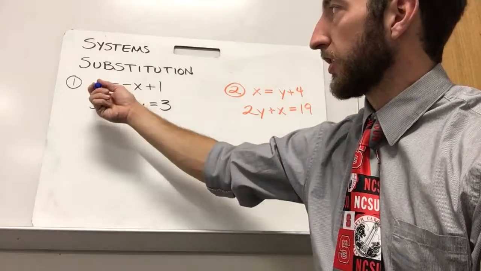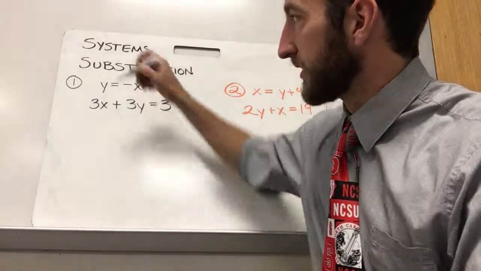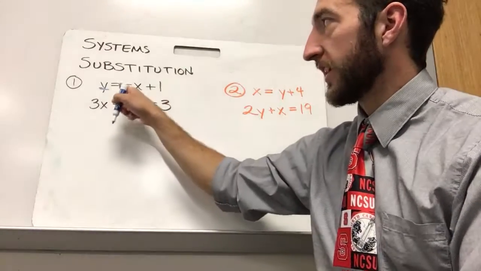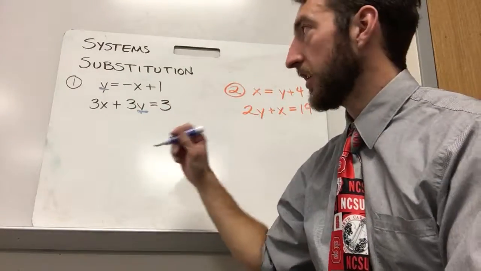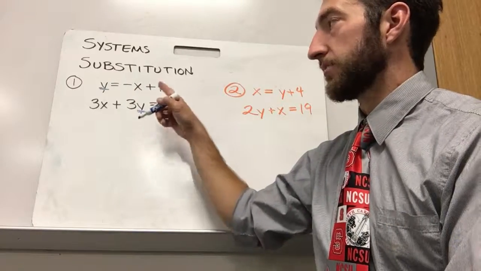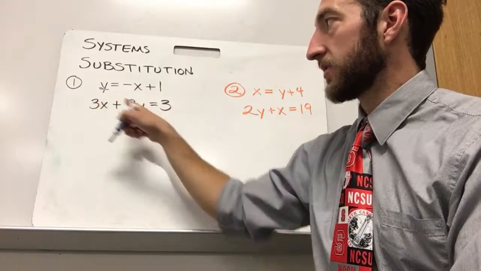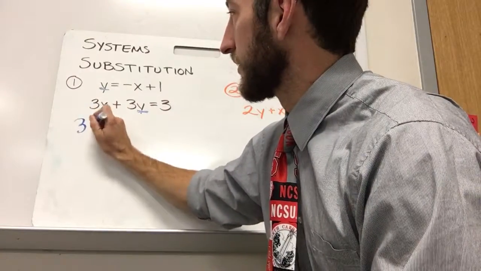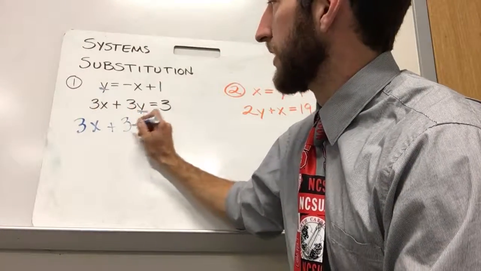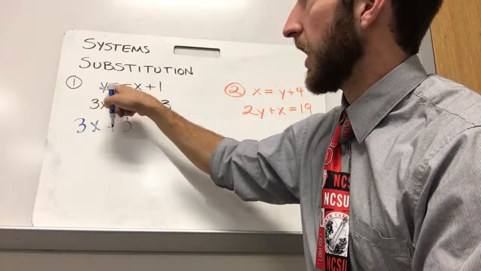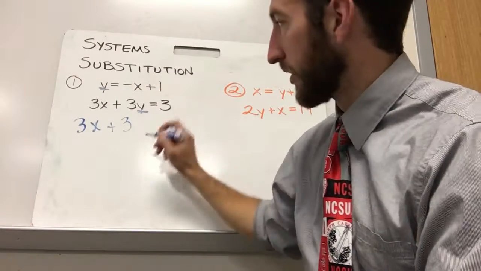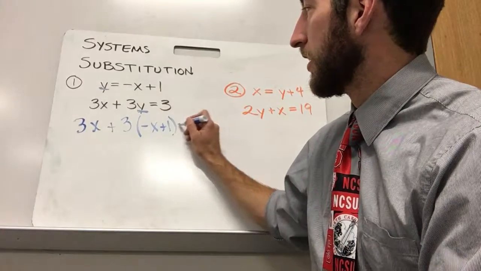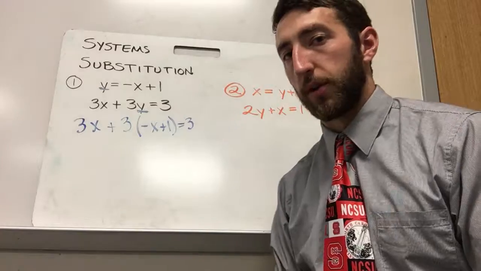But for substitution, I'm going to take my y. This means y is the same here as it is right here. Whenever you see that equal sign, I can replace the y with negative x plus 1. So I can take this and sub it into this equation. We take 3x plus, but now instead of the y being there, I'm going to replace it with negative x plus 1, and set that equal to 3.